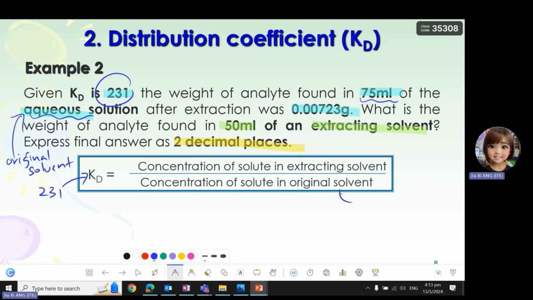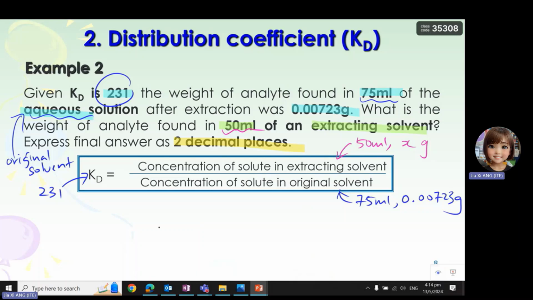Okay, meaning at the denominator, you know that you have 75 ml and the amount of analyte is 0.00723 gram. Okay. Next, you are supposed to find the weight of analyte in 50 ml of extracting solvent. So numerator, you know you have 50 ml of extracting solvent, but the amount of analyte you don't know. So let it be X. So you're supposed to find the unknown X. So with this, let's try to substitute into our equation.